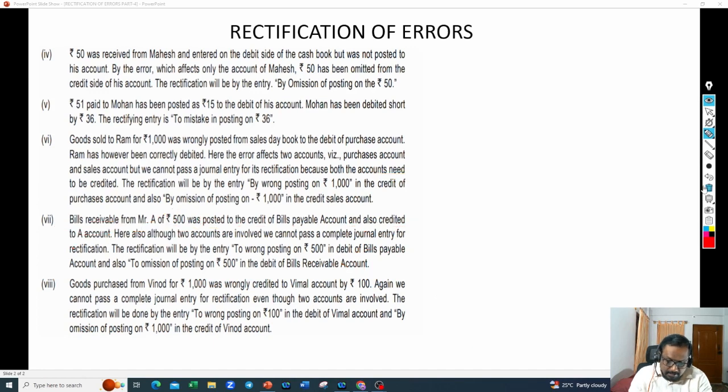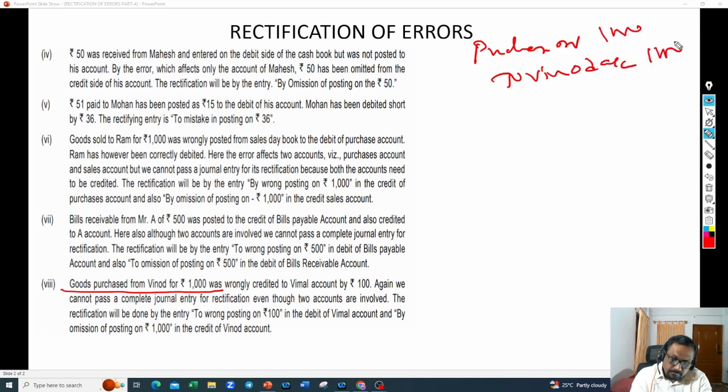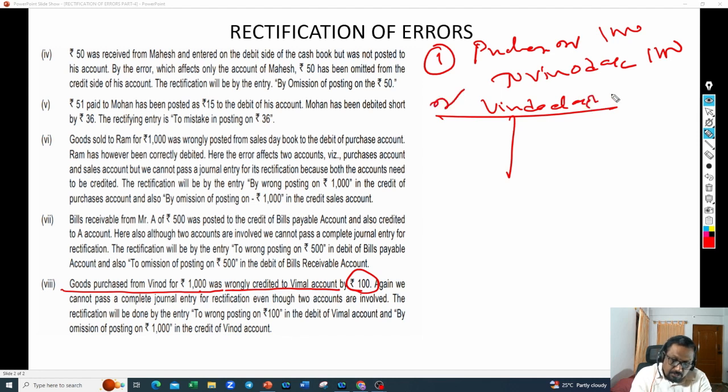Right. Next, goods purchased from Vinod, 1000. When we purchase goods from Vinod, what entry do we write? Purchases account debit to Vinod account, 1000. This is the entry we are supposed to write. Goods purchased from Vinod 1000 was wrongly credited to Vimal account by 100 rupees. This is very important. So Vinod account I am supposed to credit 1000.